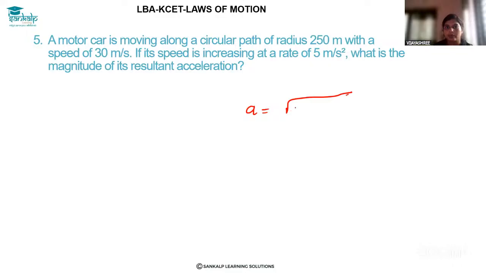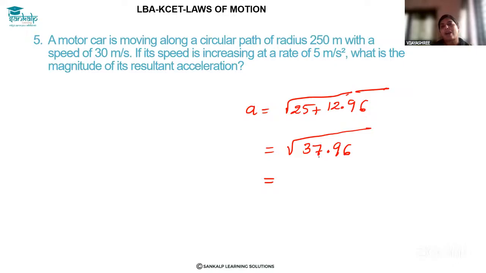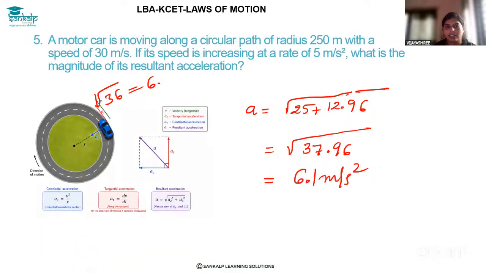So A is equal to the square root of 25 plus 12.96, which is equal to the square root of 37.96. The square root of 36 is 6, so for 37 we get 6 point something. It will be approximately equal to 6.1 meter per second square. So the answer will be 6.1 meter per second square.